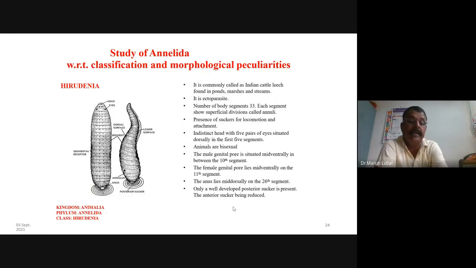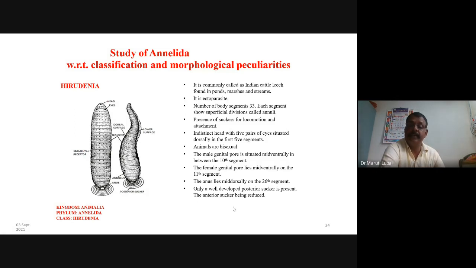Next animal is Hirudinaria. It is also called the Indian cattle leech, found in ponds, marshes, and streams. It is an ectoparasite. It sucks the blood from mammals like cattle. The number of body segments is 33. This is a specific number character. Each segment shows superficial divisions called annuli. Suckers are present, used for locomotion as well as for attachment.